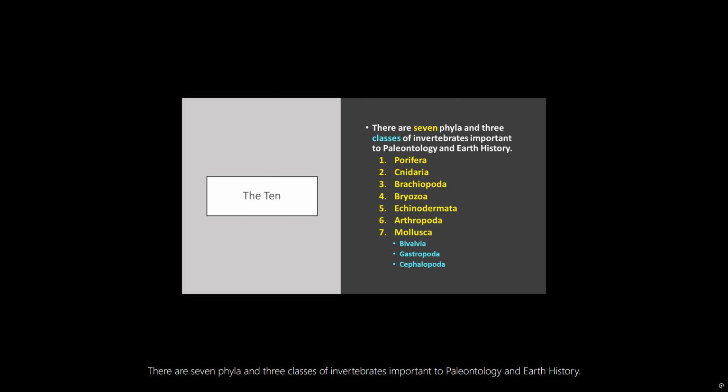But first, there are seven phyla and three classes of invertebrates important to paleontology and Earth history. These are phylum Porifera, Cnidaria, Brachiopoda, Bryozoa, Echinodermata, Arthropoda, and Mollusca, plus three classes of Mollusca: the Bivalvia, Gastropoda, and Cephalopoda. These invertebrates are important because they either have hard parts, are important indicators of paleoenvironments, or both. Many of them are used today as index fossils.